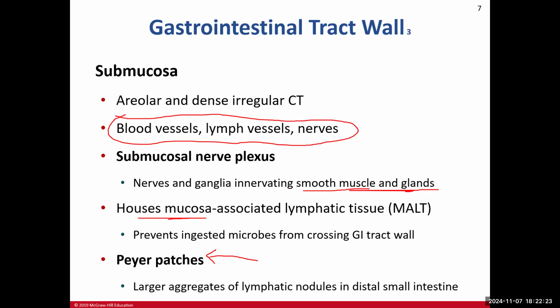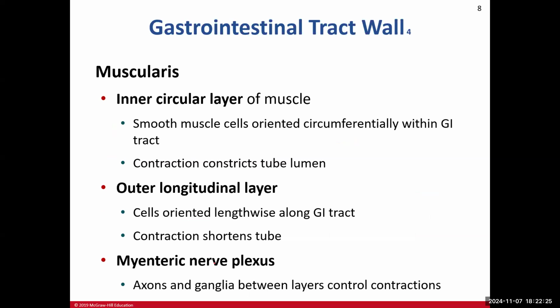All right, so that's the submucosa. Then we have our movement layer, the muscularis. So anytime you see muscularis or muscle, you think movement. And so here we're going to see predominantly 2 layers. Like I said, sometimes we'll see 3 depending on where we are in the digestive tract here.